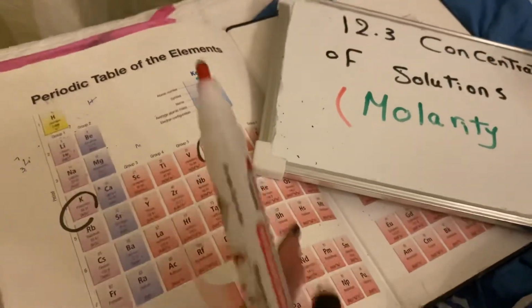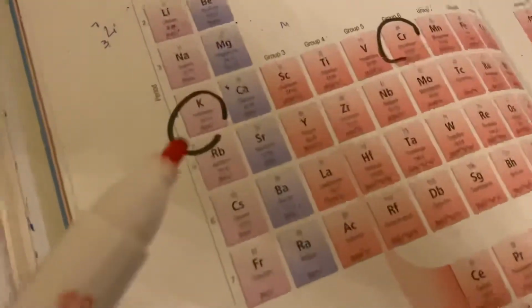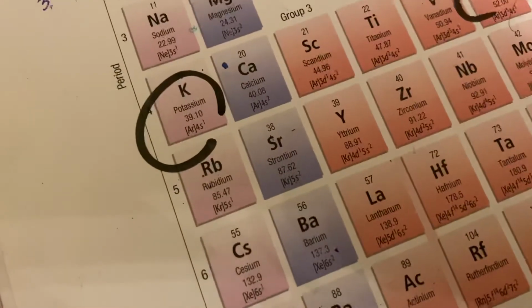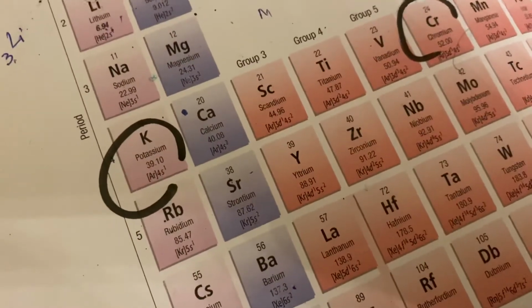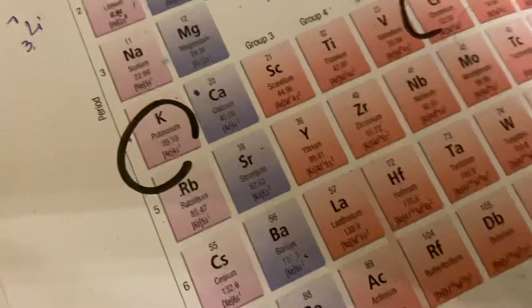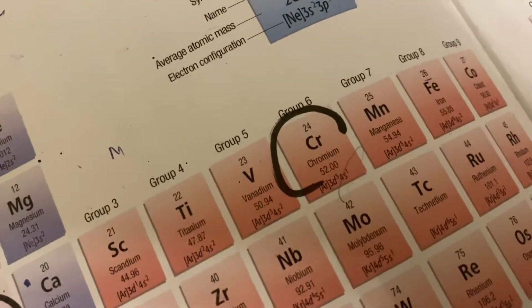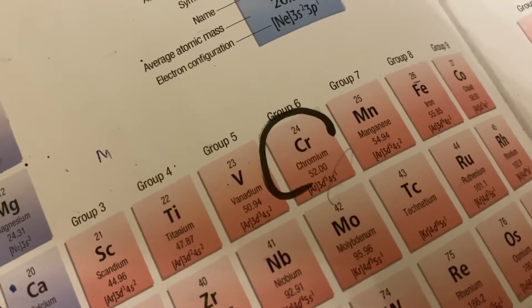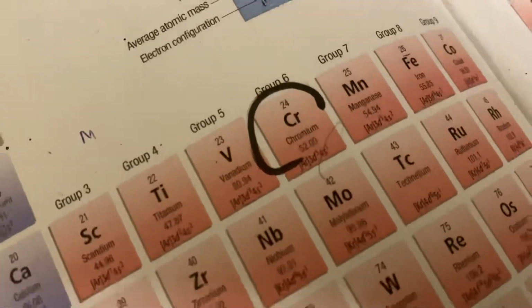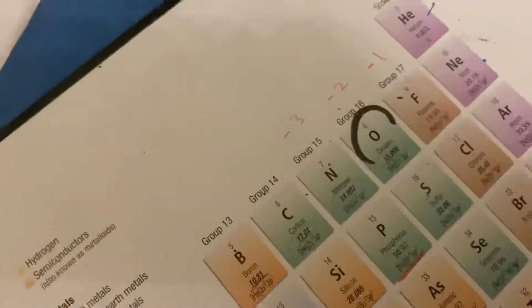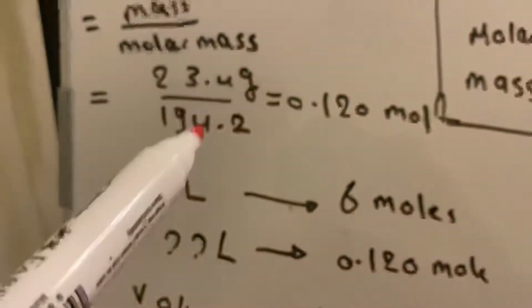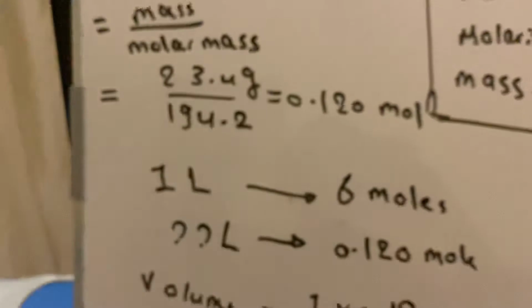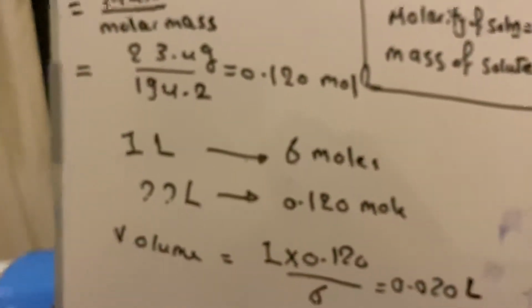We can find it. The molar mass of potassium is, as you can see, 39.10. So we have 2 times 39.10 plus chromium, which is 52, plus 4 times oxygen, which is 15.999. So you can find the total, which is 194.2. This is the molar mass of potassium chromate.